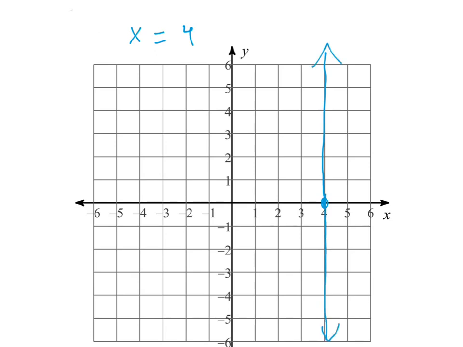So that's how you graph lines in slope-intercept form and some of the special cases of y equals a number and x equals a number. Hopefully that helps you in graphing with your assignment.